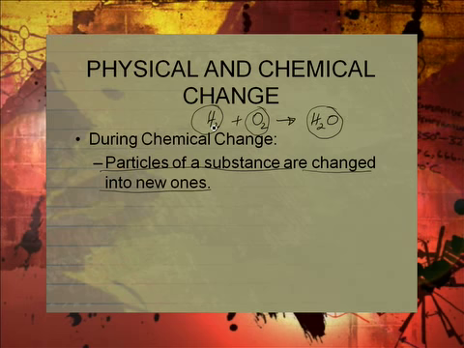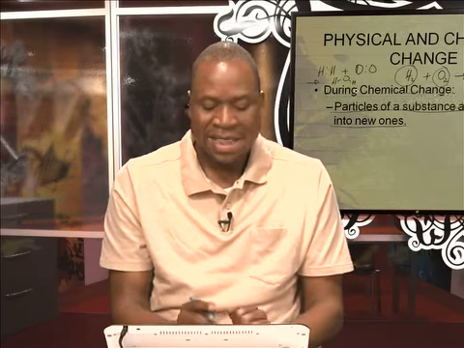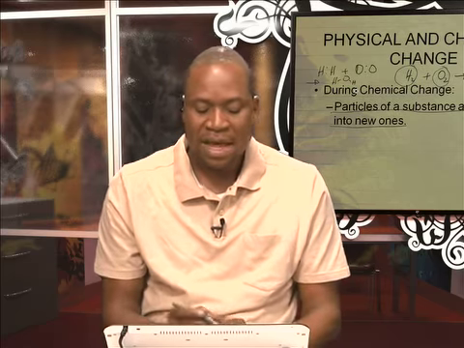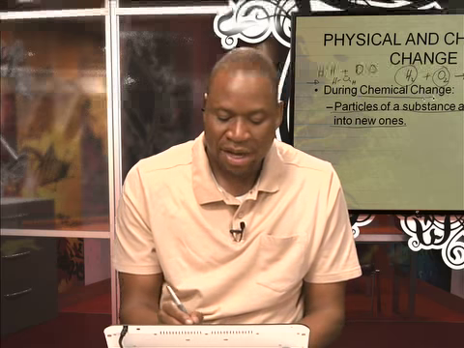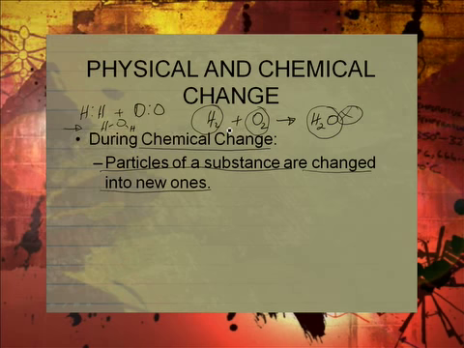When they interact, these bonds here have to be broken. So the hydrogen to hydrogen bond has to be broken. The oxygen to oxygen bond has to be broken. And the new bonds, hydrogen to oxygen and oxygen to hydrogen, are to be formed. There is a complete rearrangement of particles in this process, and therefore this is called a chemical change, because at the end we have something completely new to what we started with.